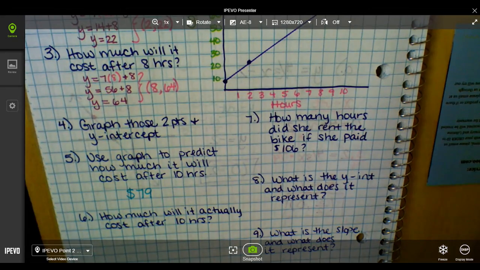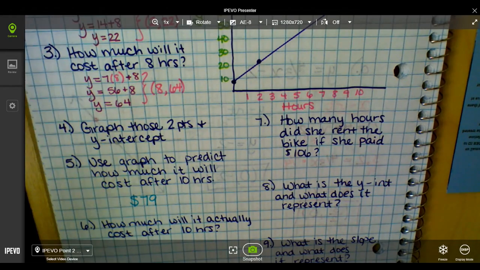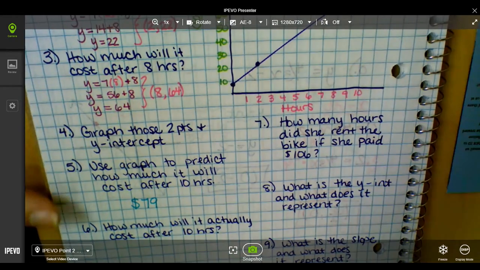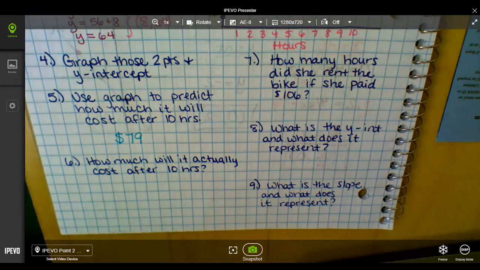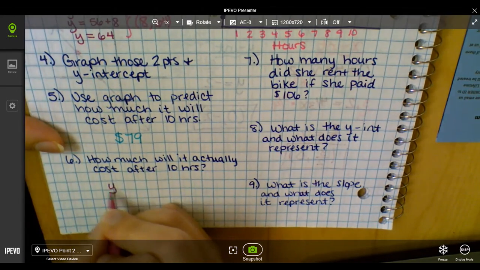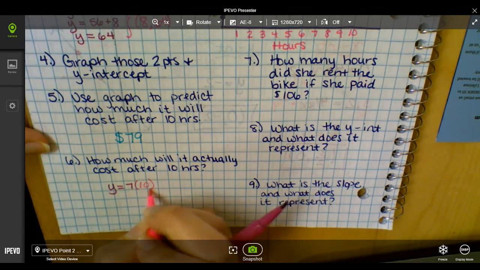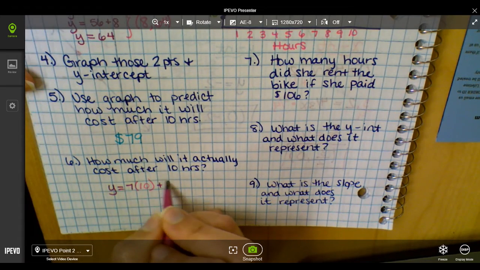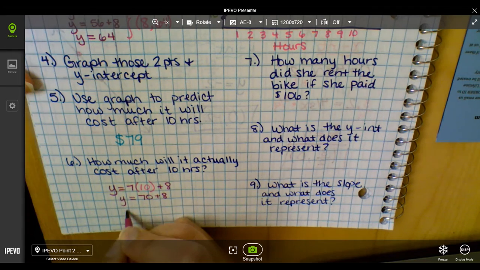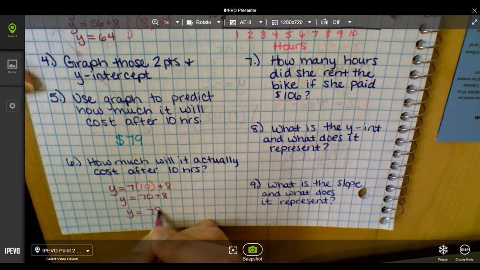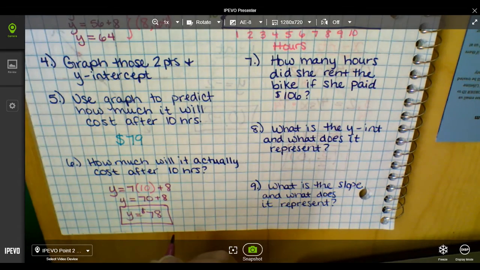Then step number 6 says, how much will it actually cost after 10 hours? So again, we're given hours over here. So that is an x value. And we go back and plug it into our equation like we were before. So we have y equals 7 times 10 plus 8. So y equals 70 plus 8. And y actually does equal 78. So $78. So after 10 hours, it costs $78.